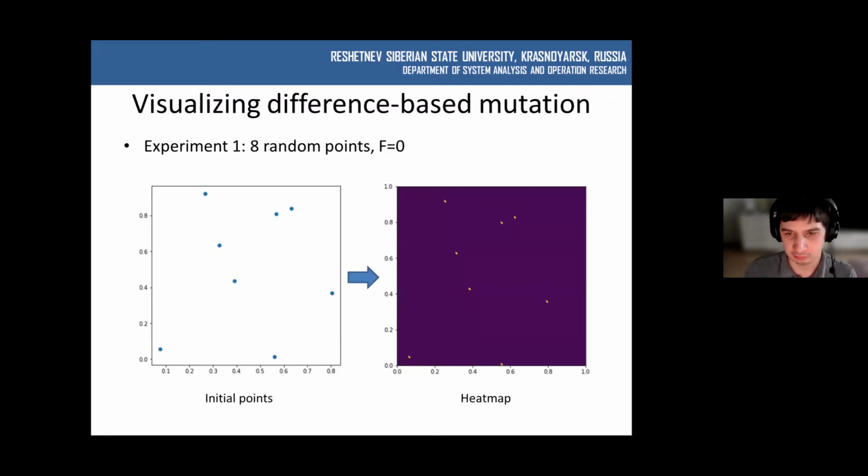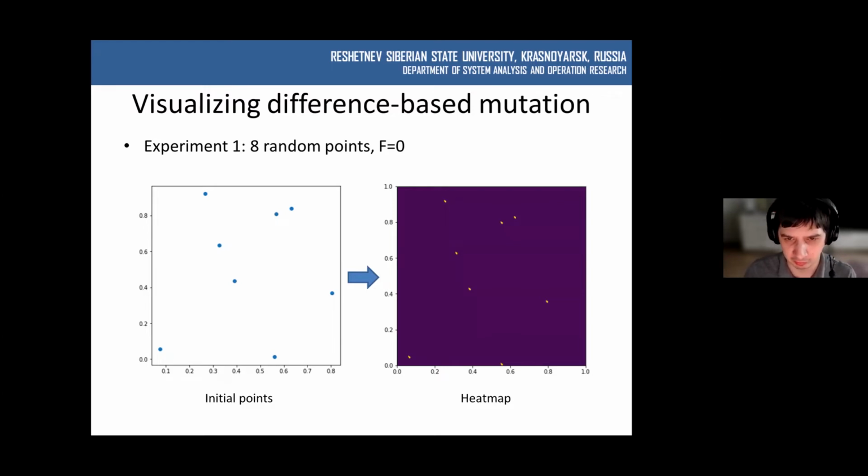So let's start with something trivial. For example, we have 8 randomly sampled points and we set the scaling factor to 0. So on the right, you can see a heat map, and we always end up in the same points. We're not moving anywhere. The scaling factor is 0, so no movement is happening here. Of course, there is no crossover in this case, only random difference-based mutation.